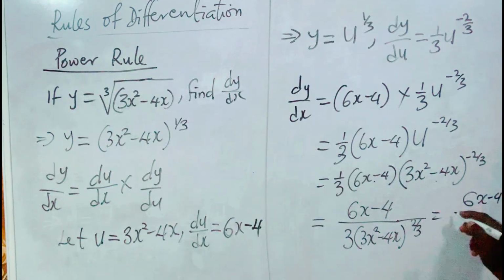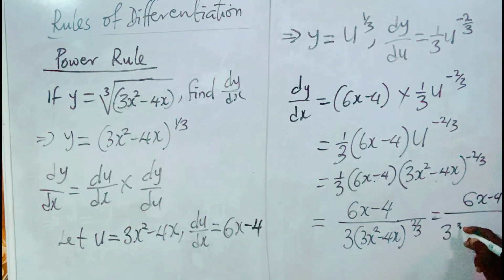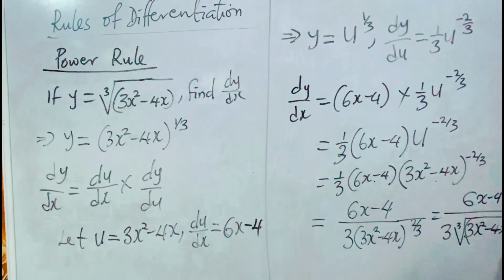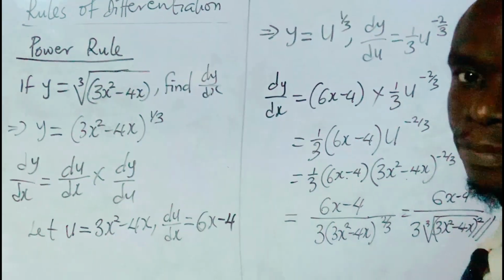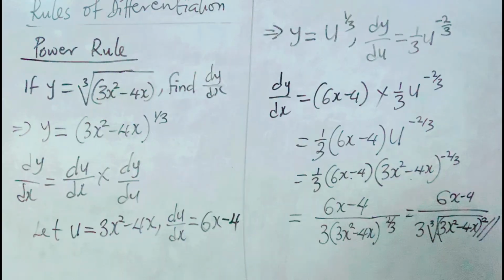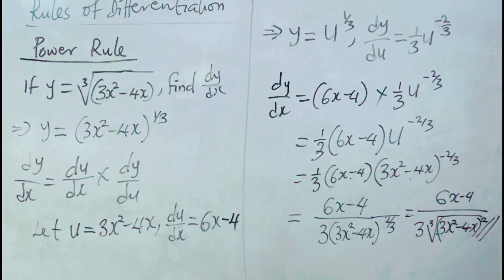6x minus 4 all over 3 times the cube root of 3x squared minus 4x, all squared. So that's our final answer. Okay? So that's our final answer for this question. If you get this far, you are good.